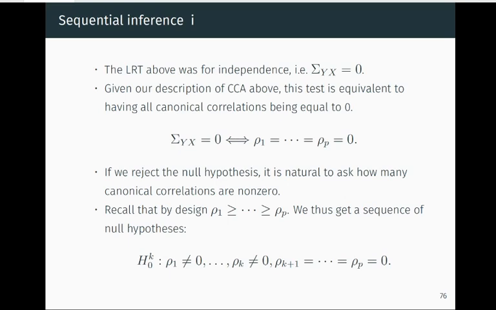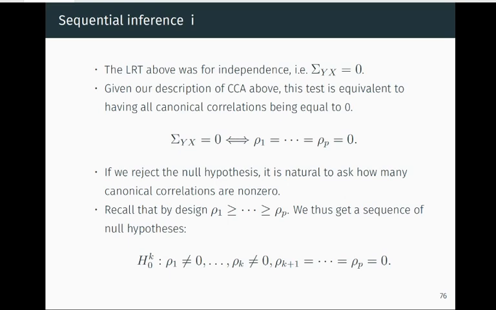And so if we reject the null hypothesis that they're all equal to 0, it's natural to ask how many are actually equal to 0 and how many are non-zero. And so we're going to do this sequentially, so testing one hypothesis after another. We can define a sequence of null hypotheses, H0k, where H0k is the null hypothesis that the first k canonical correlations are non-zero, but the remaining ones are equal to 0.